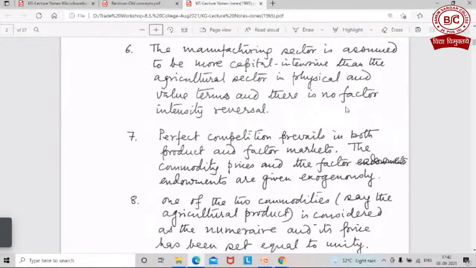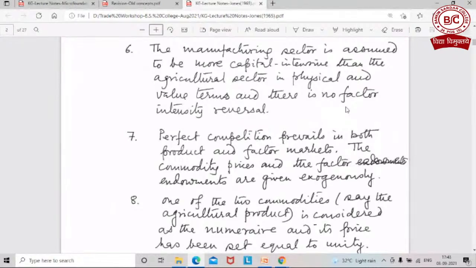Yes. Now that commodity, which is the measuring rod through which it's expressed, here it is the agricultural commodity. We call it the numeraire. Its spelling, just observe: N-U-M-E-R-A-I-R-E. Numeraire means one commodity is expressed in terms of the other. So there is no question of the absolute price of manufacturing. PM is the absolute price of manufacturing. But if you consider the numeraire, it should be PM by PA, isn't it?